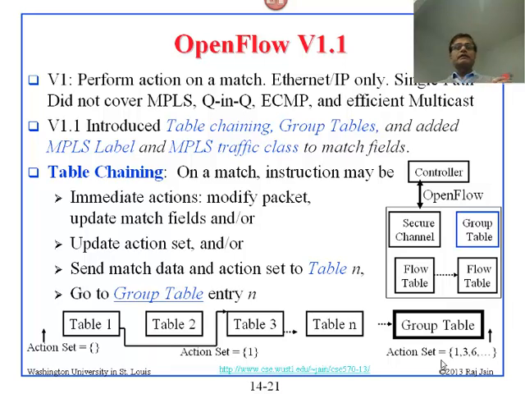So OpenFlow 1 had a very simple table, one table. Now there are many tables, 1.1, right? The reason they needed to do this is because they needed to support some new protocols that they had not thought about before, in particular MPLS. All right, MPLS has stacks of labels. You cannot look up all of them in one sweep, so you have to look them up by a sequence of tables. And so the new concept is table chaining and group tables.